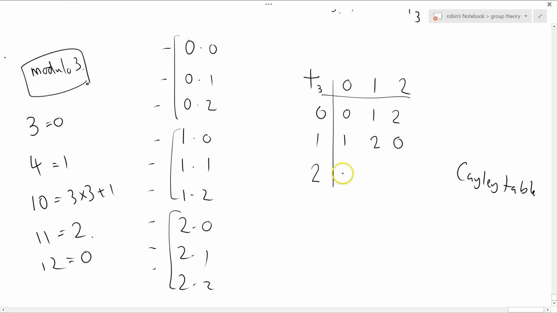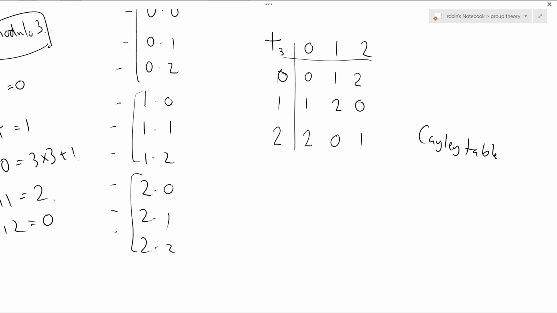2 plus 0 is 2. 2 plus 1 is 0, of course. 2 plus 2 is 4, which goes back to 1. So we can see that I'm combining each possible symbol with each other symbol in this Cayley table. You conventionally write the first one as a column and the second one as the row. So there it is. Now then, I assert that this is a group.